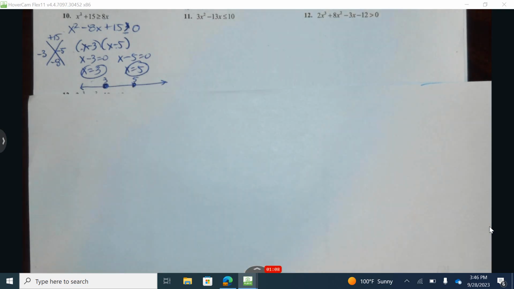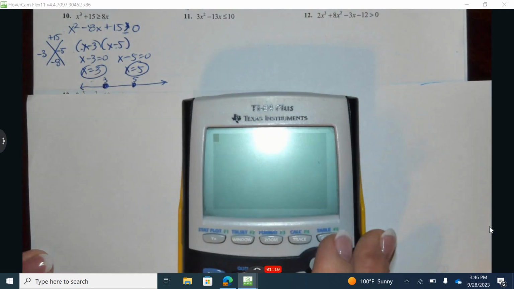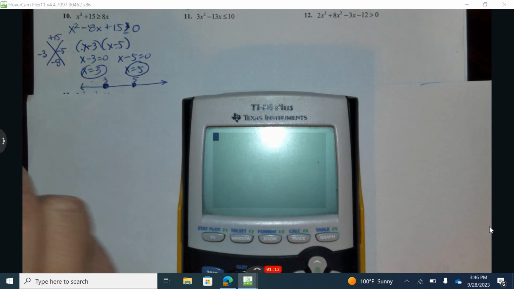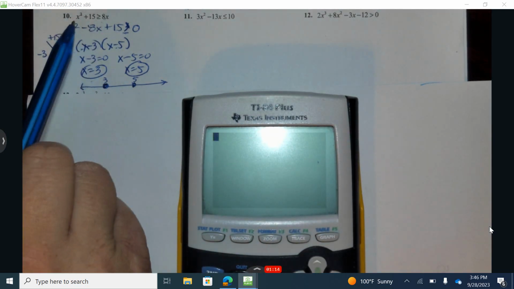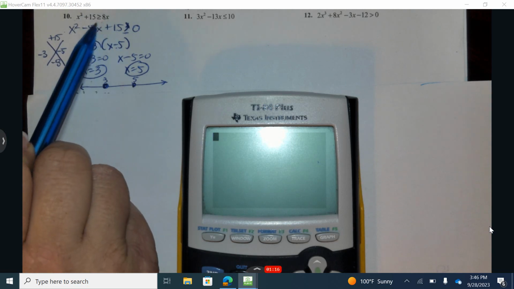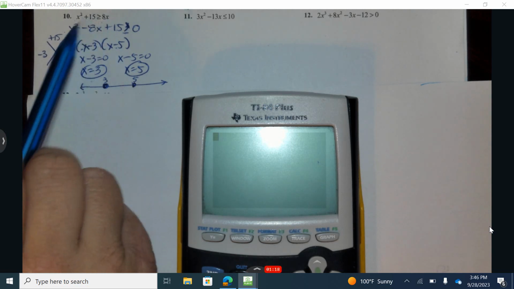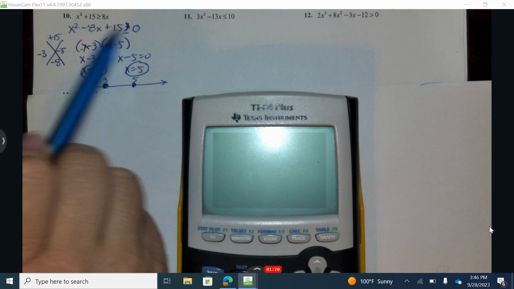And then I'm just going to choose numbers. I'm going to start with a number to the left of 3. The easiest number I can think of is 0. So I come up here and I'm going to plug it in after I move 8 to the opposite side. So I move 8 over. I'm going to plug this in and see if this is true. I'm looking at this rewritten. So I rewrote this inequality.